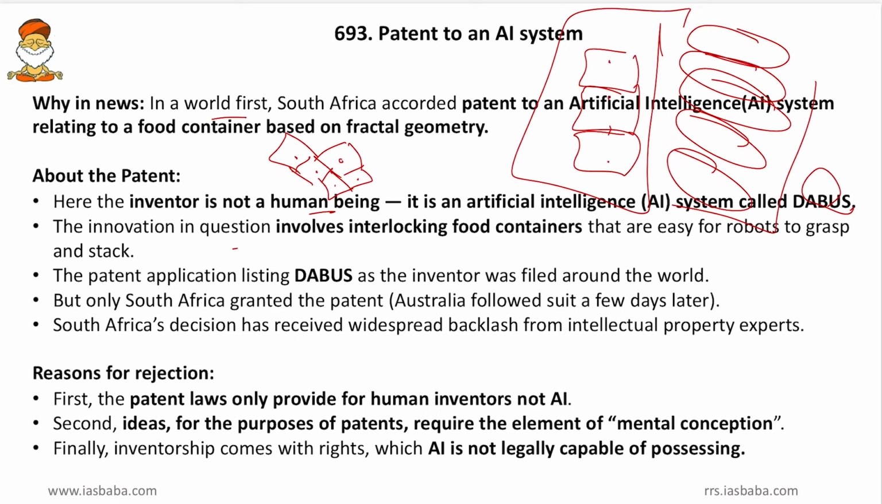Then the patent application listing Dabus as the inventor was filed around the world. So in the UK, US, etc., it was filed in several patent offices. But however, only South Africa granted the patent, and then Australia followed suit, and even Australia granted the patent after. Then South Africa's decision has received widespread backlash from intellectual property experts. So this was controversial because giving a patent to artificial intelligence was something new to the current world.